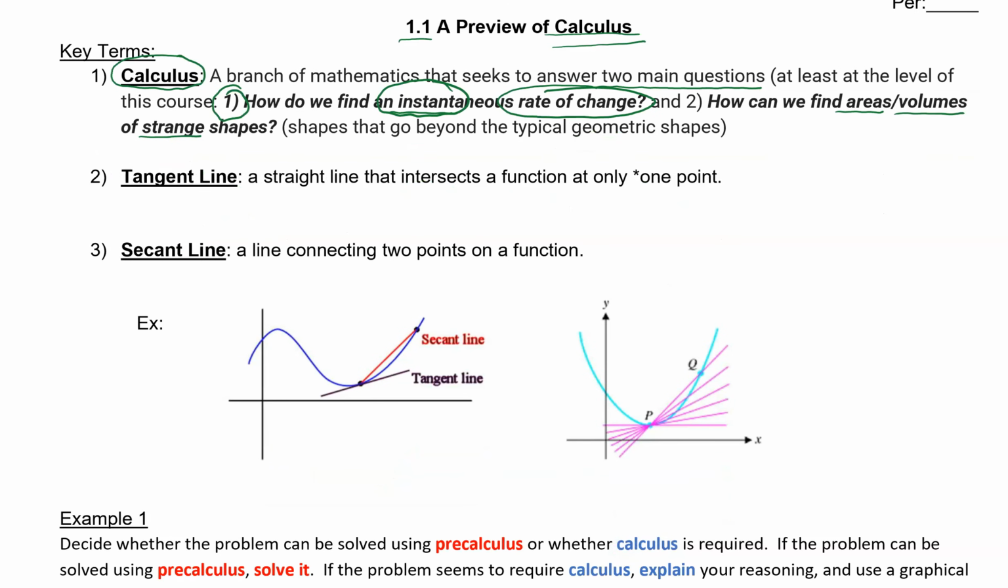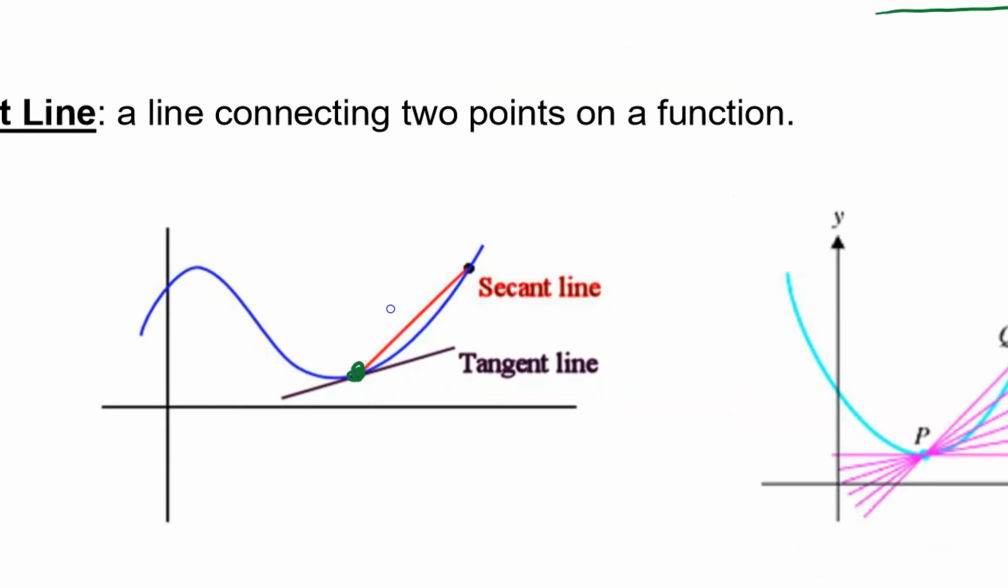So if you take a look at this image here, we've got one line that is said to be tangent to this curve, and then the red line that is secant to the curve. So a tangent line, the definition is a line that intersects a function at only one point. Now that has to do with the point of tangency. That's what we would call this thing right here. I'm going to zoom in on it.